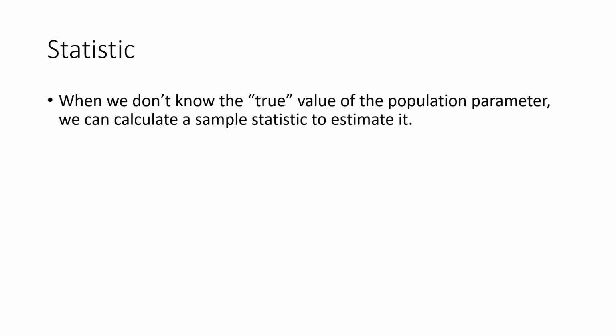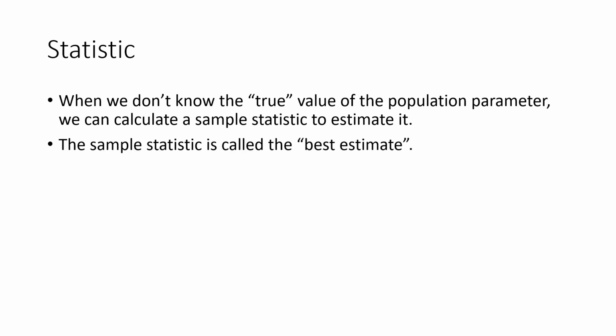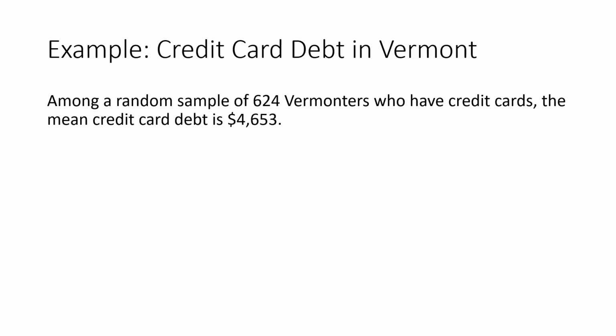Statistics, remember, are calculated from the sample data. When we don't know the true value of the population parameter, we can calculate a sample statistic to estimate it. The sample statistic in this situation would be called our best estimate. Let's apply this vocabulary to an example.